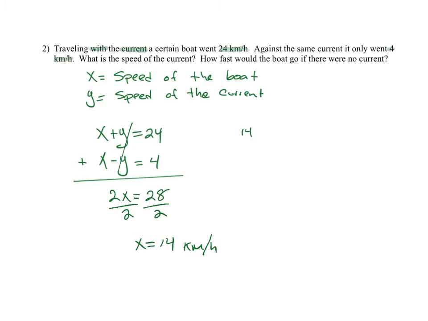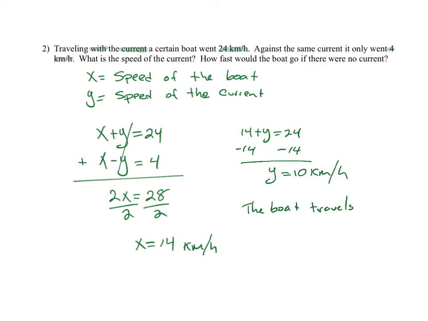So 14 plus y equals 24. I'm substituting into this one, minus 14, so y equals 10 kilometers per hour. So that means the boat travels at 14 kilometers per hour and the current at 10 kilometers per hour.